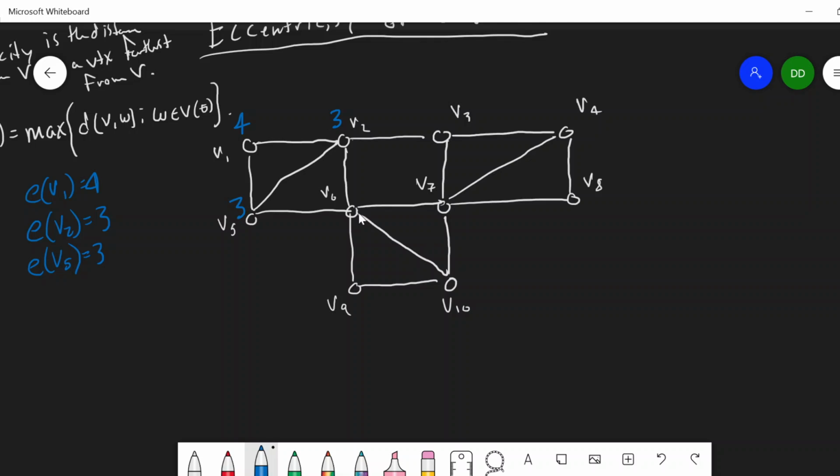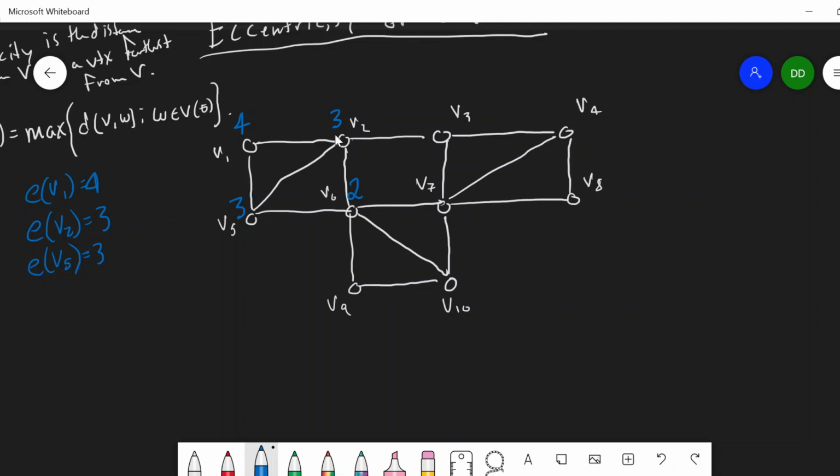And we just keep running through this. From V6 to any other vertex, well, it takes 2 to get here, 1 to these, 2 to that one, 1 to that one, 1 to that one, 1 to that one, 2 to V8, 2 to V4. So the max of all those distances was 2. The eccentricity of V6 is 2.